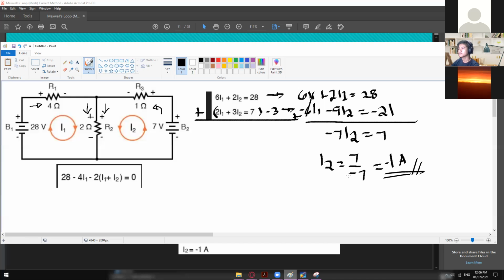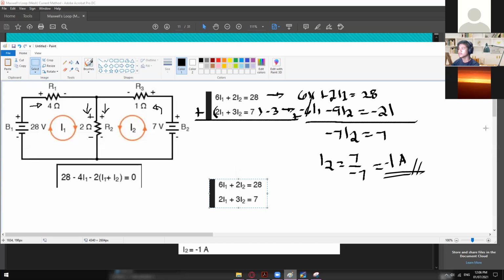Okay, my bad, negative, since it's negative. So it's negative 1 ampere for I sub 2. Okay. And then for the I sub 1, the same concept applies.